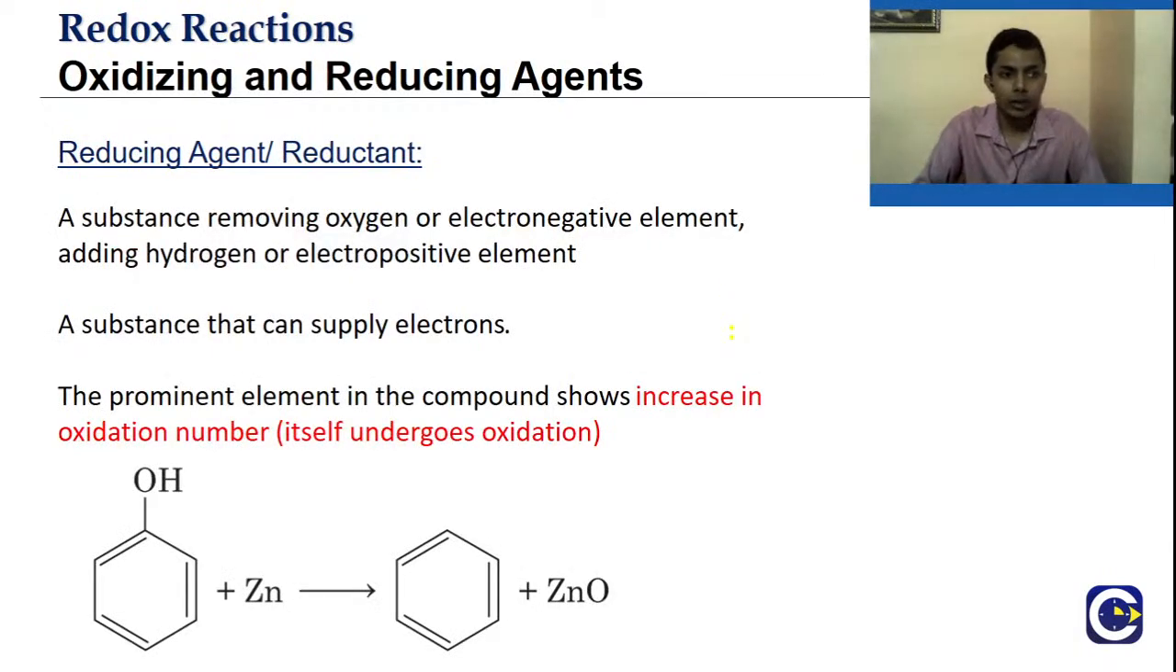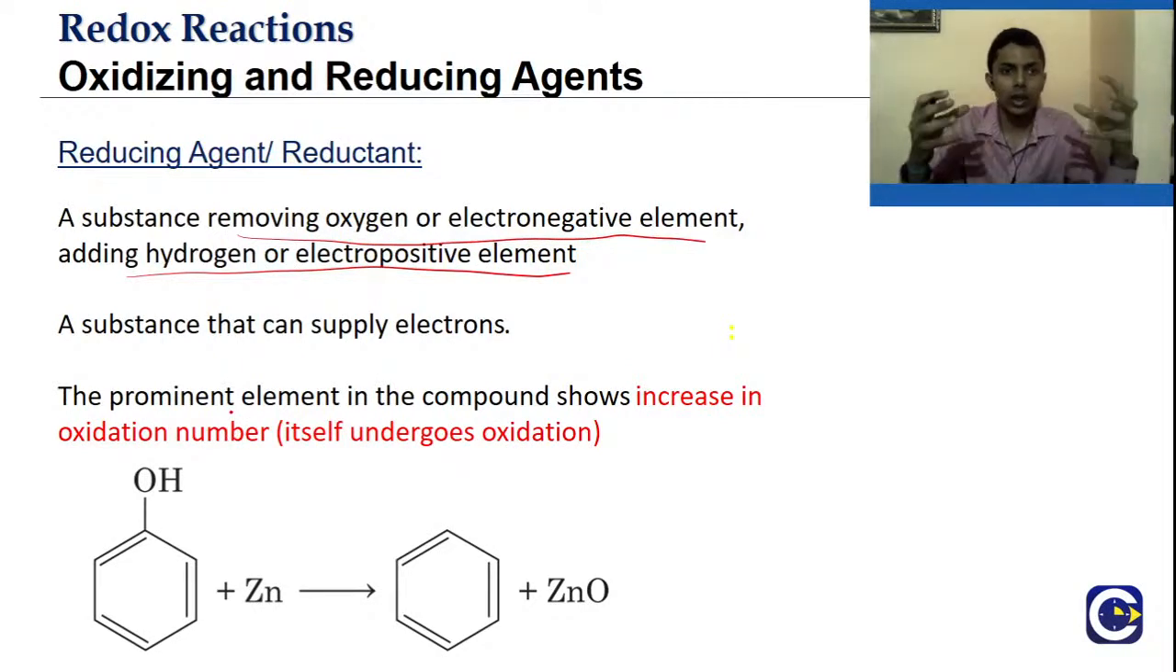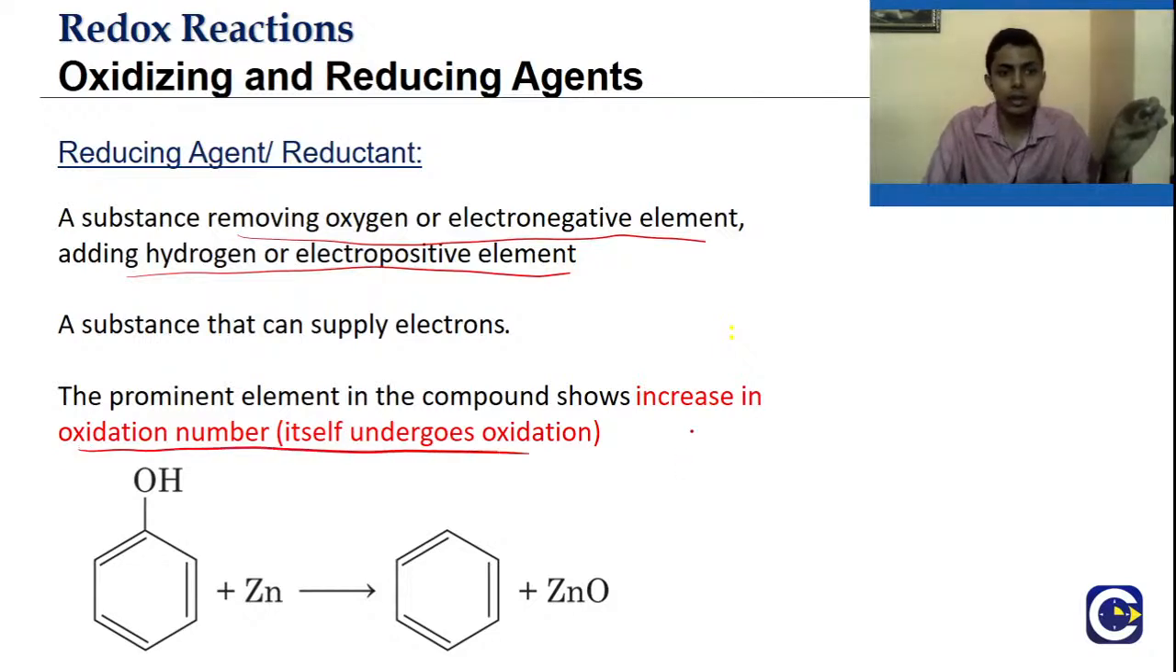Reducing agent: a substance removing oxygen or an electronegative element, or adding hydrogen or an electropositive element, the opposite of an oxidizing agent. These reducing agents or compounds will undergo oxidation. Their oxidation number will increase because they undergo oxidation.